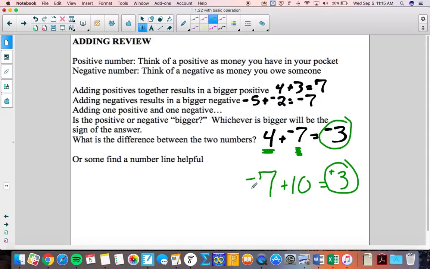Another way to think about it is someone's like, "Hey, you owe me $7." You're like, "Oh, thankfully I have $10 in my pocket." So you give them $7. You still have $3 in your pocket. And because it's money that you have in your pocket, that's yours, it's positive.